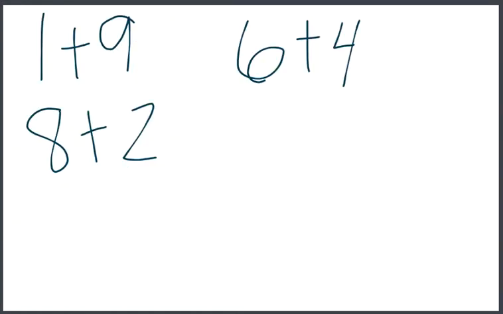Maybe you thought of 1 plus 9, 8 plus 2, or 6 plus 4. Each of these addition expressions shows an equivalent name for 10. This means that it's another way to say 10, because 1 plus 9 equals 10. 8 plus 2 equals 10. 6 plus 4 equals 10. These are once again equivalent names for 10. They are different names for the number 10. They are addition problems.